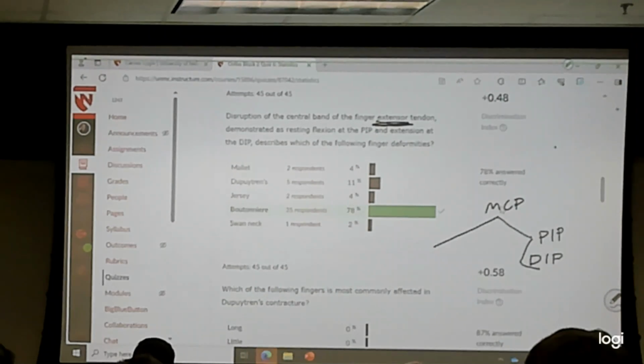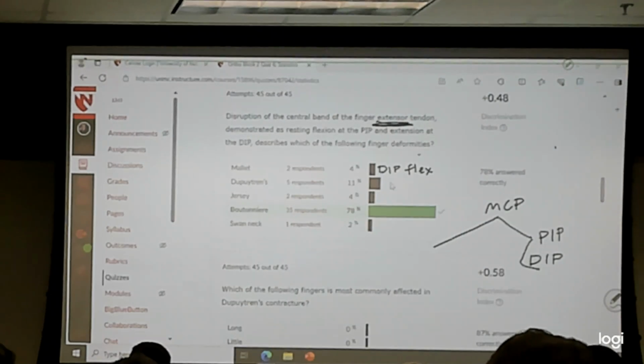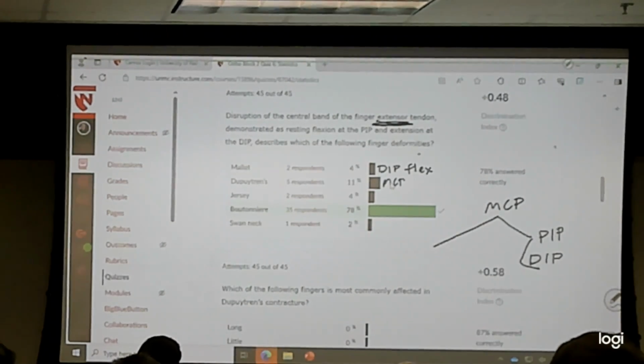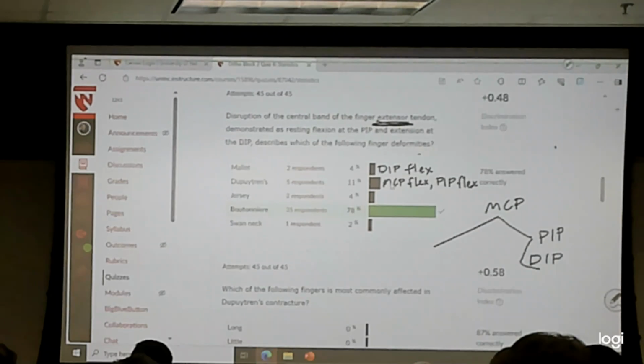Okay, mallet. So this is DIP flex. Dupuytren's is going to be, I didn't push it that time, MCP flex. PIP flex.